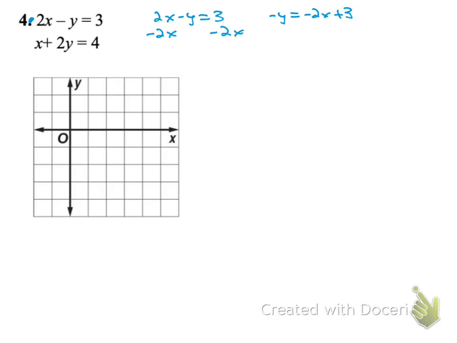Wait, I have a question. Did you skip a problem? I did. Then I'll divide by negative 1, which gives me y equals 2x minus 3.